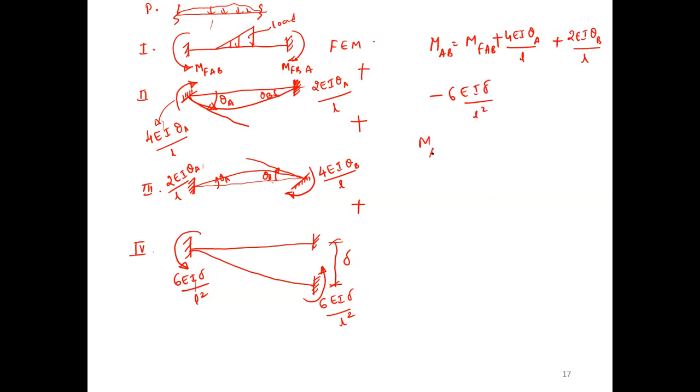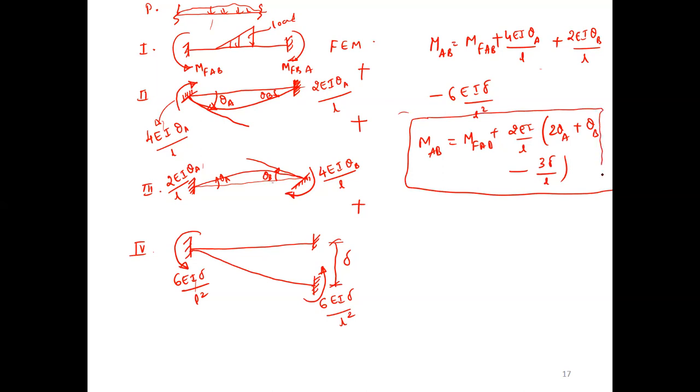Now if you simplify, MAB equals MFAB plus, if you take 2EI by L as a common factor, what is remaining? 2 theta A plus theta B only will remain. You have taken 2EI by L outside, right? What is the remaining thing? Minus 3 delta by L. See, this is the slope deflection equation.